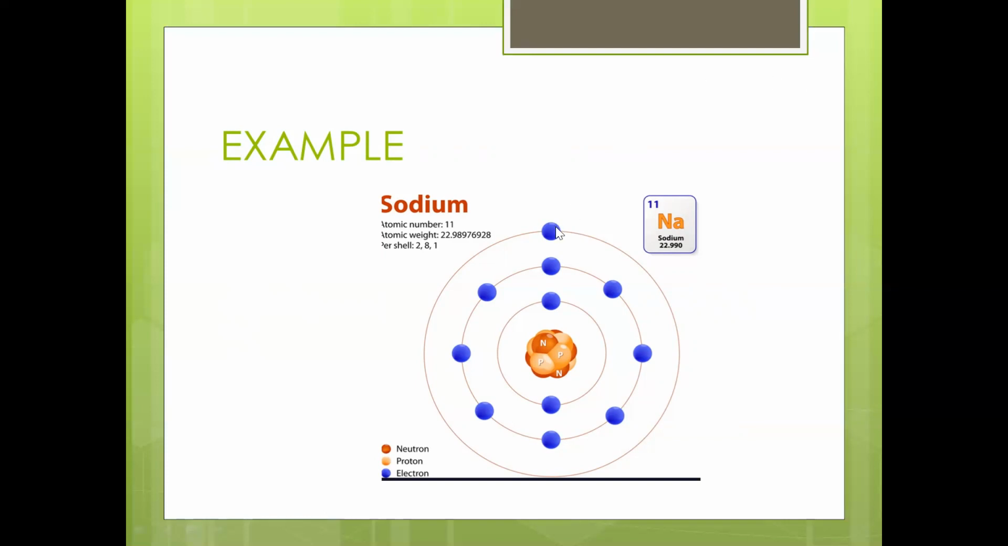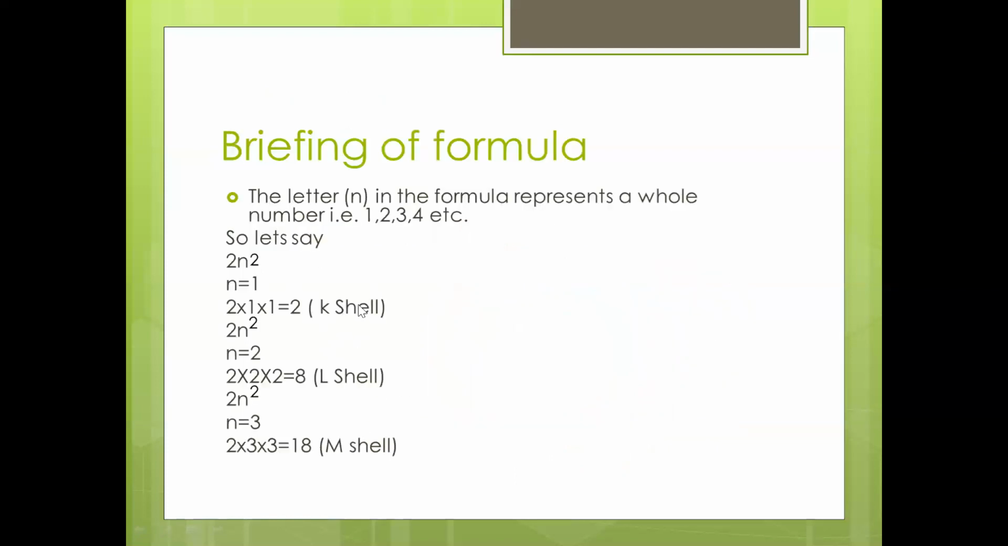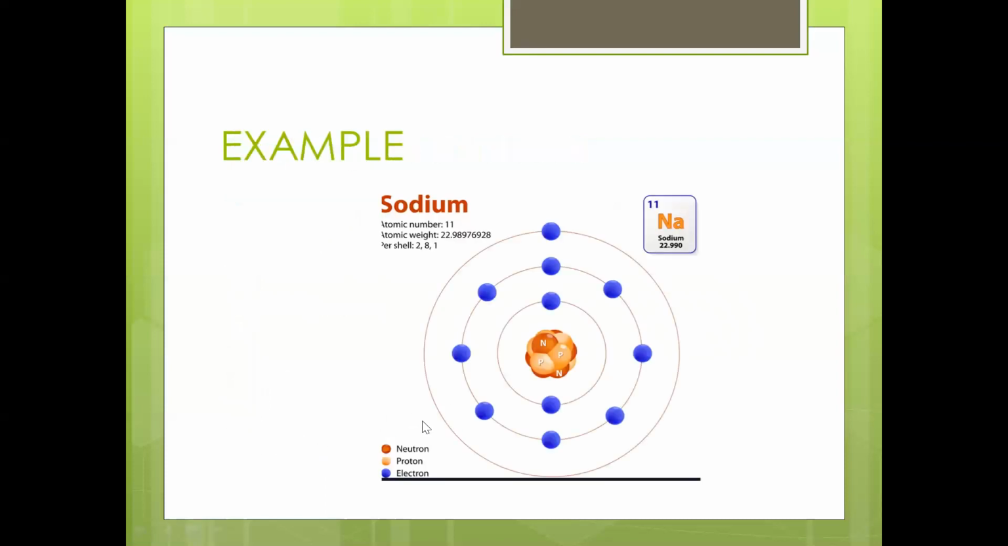So I hope you have understood the types of shells and their names, and the formula to fill up the electrons in these respective shells. I have briefed you in detail about the formula: in the K shell, we can adjust 2 electrons; in the L shell, up to a maximum of 8 electrons; and in the M shell, 18, and so on. And then I gave you the example of the sodium atom.